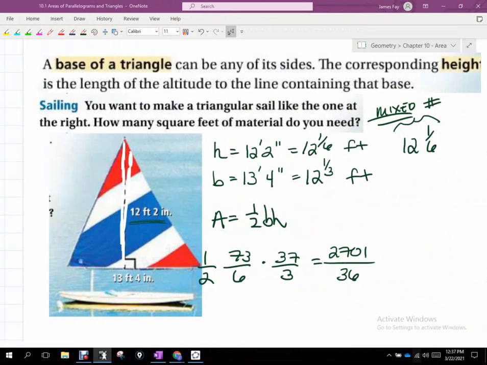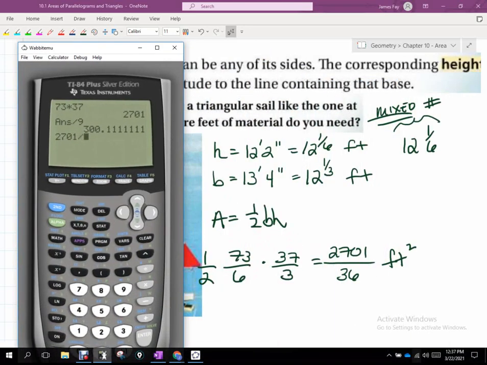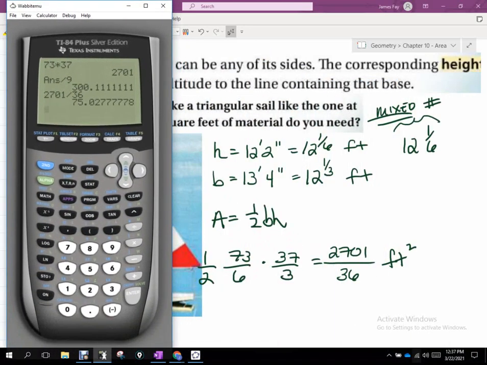Now, if I want to see if that reduces, all I got to do is see if 2701 is divisible by any of the factors of 36. I'm just going to try 9 real quick. Nope. Okay. Is that something we can do? And that would be feet squared now. Okay, now if you wanted to, you could take 2701 divided by 36. Give me that right there. So that would be 75 complete square feet. Does that make sense?